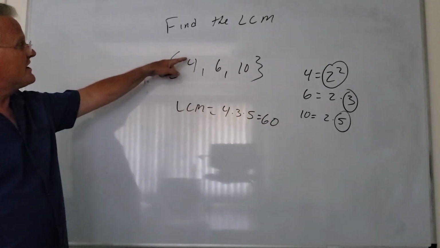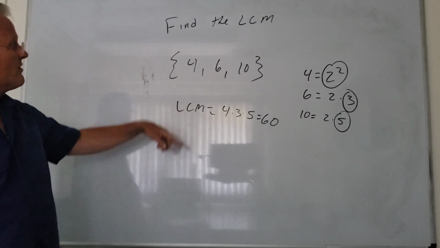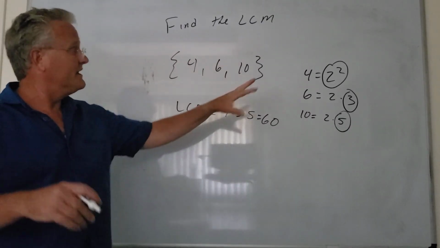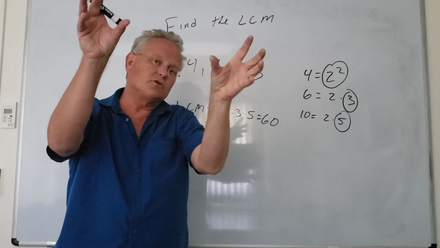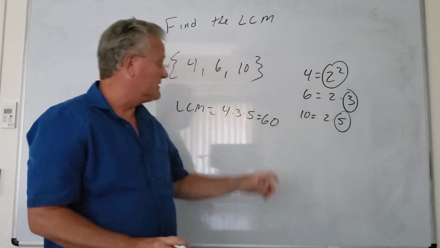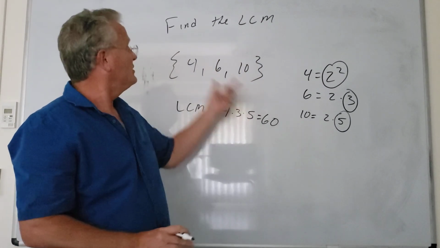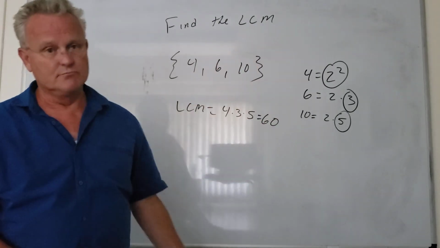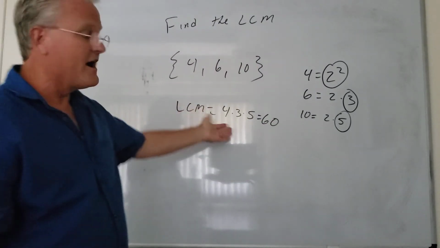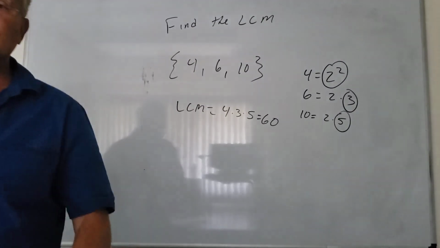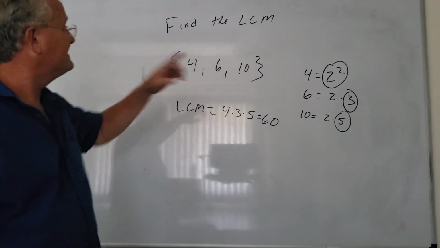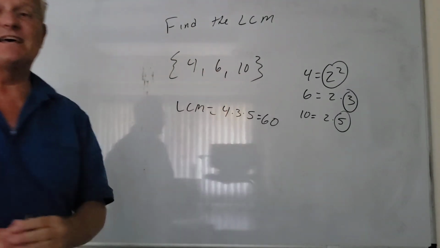So we could have started writing the multiples of 4 and 6 and 10. And if we did that, the first number that would have shown up in all 3 columns would have been 60. You can try that if you want, writing them out to verify that that's true. But those are 2 different techniques for finding the least common multiple of a set of numbers.